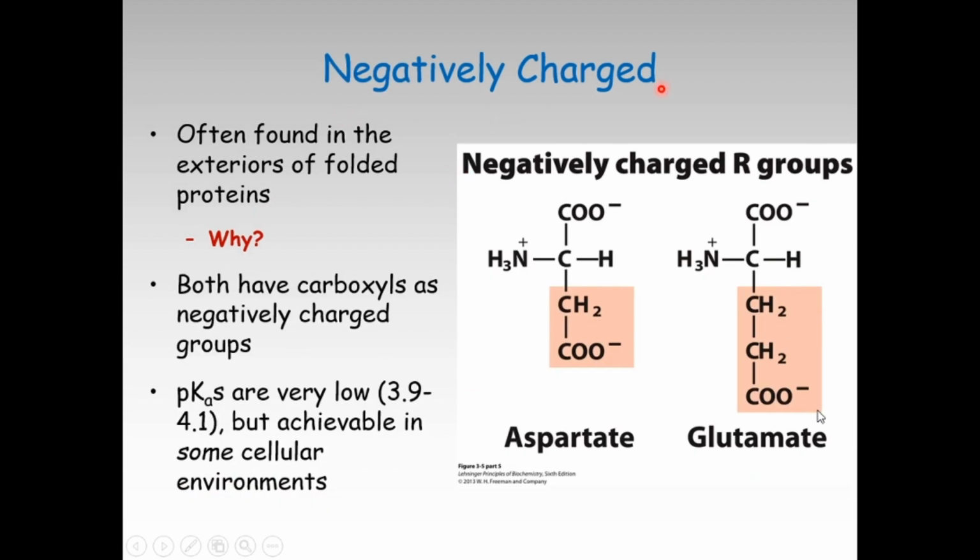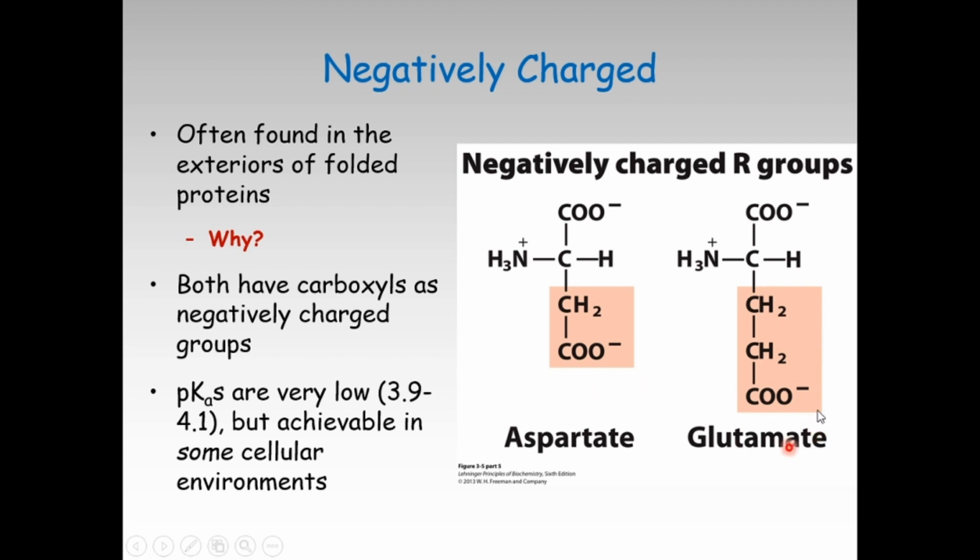Now, let's look at negatively charged amino acids. There are two of them, aspartate and glutamate. Again, found on the exterior of folded proteins, sometimes on the interior as well. Both have carboxylates. Aspartate has a carboxylate attached to the beta carbon, glutamate on the gamma carbon, right? The pKa's are very low, but very close. Aspartate has a pKa of 3.9 and glutamate has a pKa of 4.1. And mind you, all of these are pKa's of the side chains.